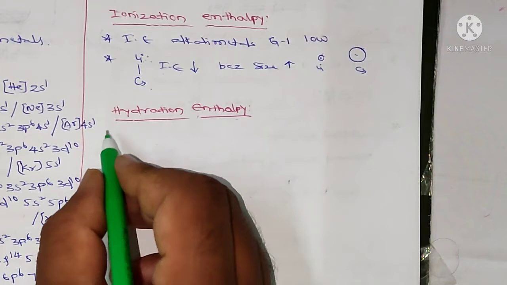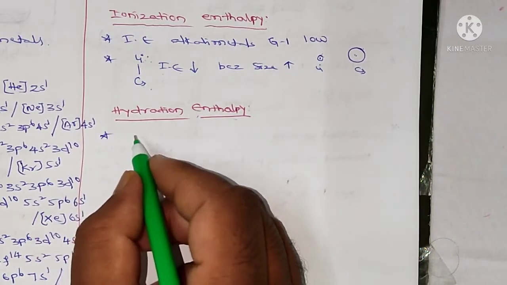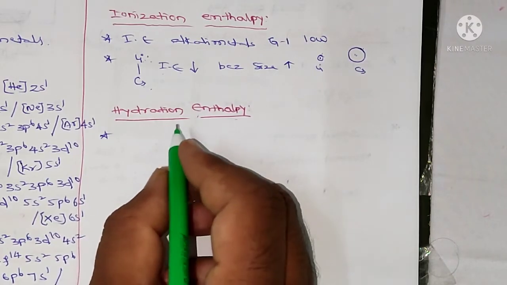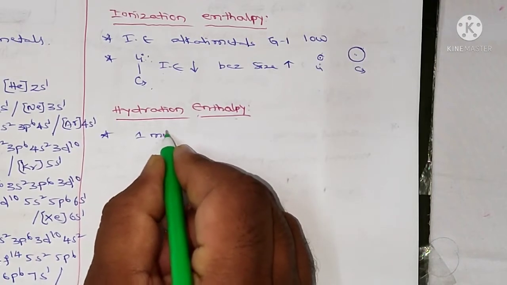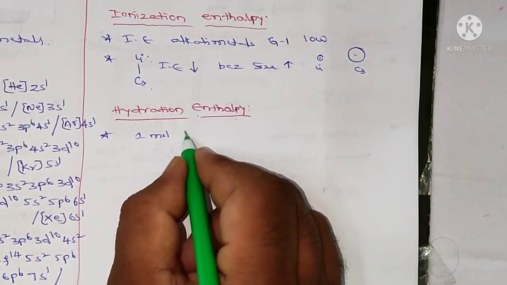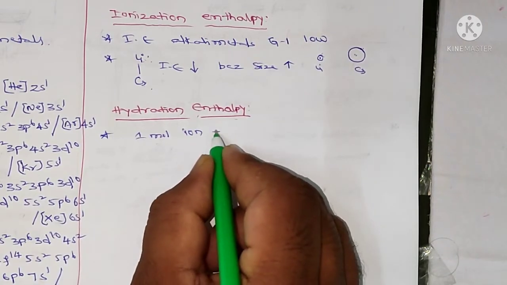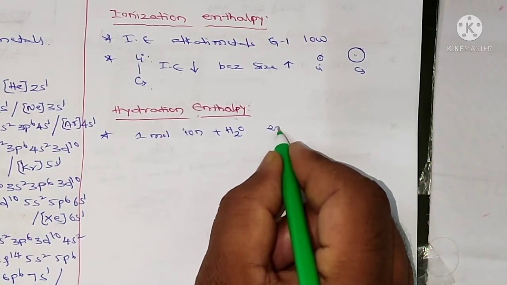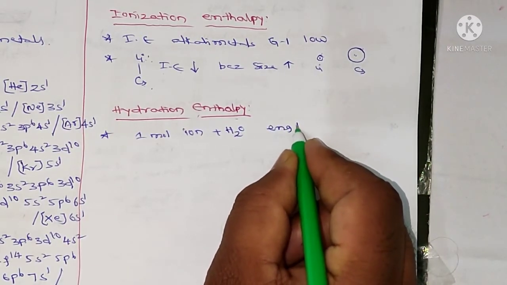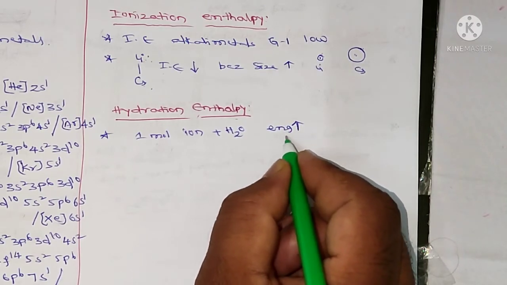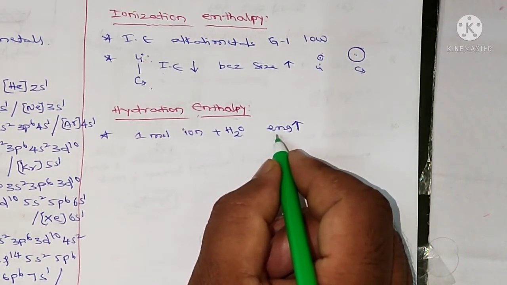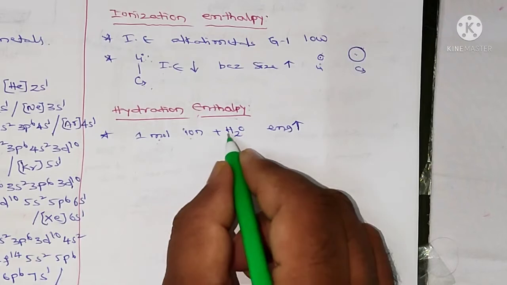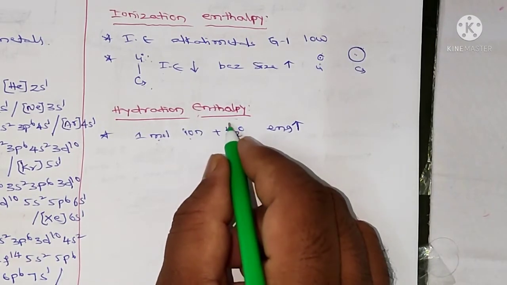Next one, hydration enthalpy. The energy released when 1 mole of ion reacts with water is called hydration enthalpy. When 1 mole of ion reacts with water, the energy released is called hydration enthalpy.